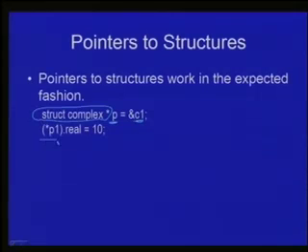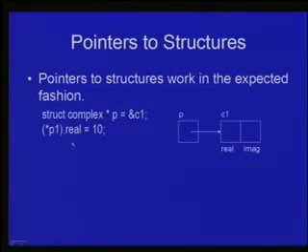And now what we are doing is star P dot real assign 10. So what does this mean? This should be star P, not star P1. So P is a pointer to a structure, and so therefore star P represents that structure, and therefore star P dot real represents the field called real of that structure.